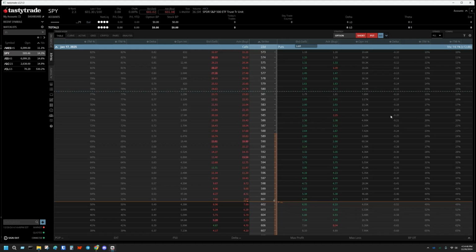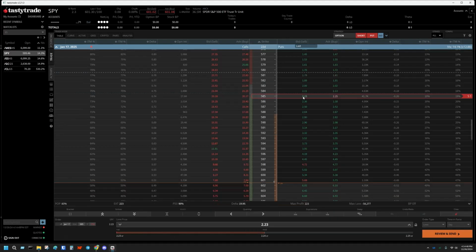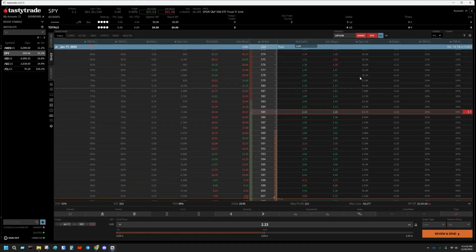So I'll go in there and I'll go to the 20 delta and I'll sell the 20 delta and I'll buy the 13. What I'm really looking for is $10 or less between the short and the long. So the spread value, the gap between the short and the long, I want it to be $10 or less. I want the profit to be 10% or more than the max loss.